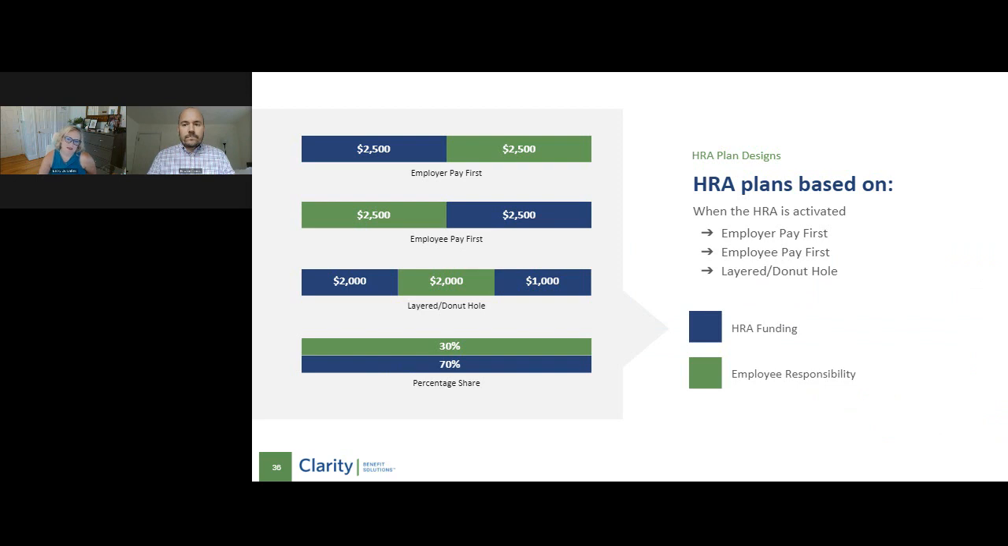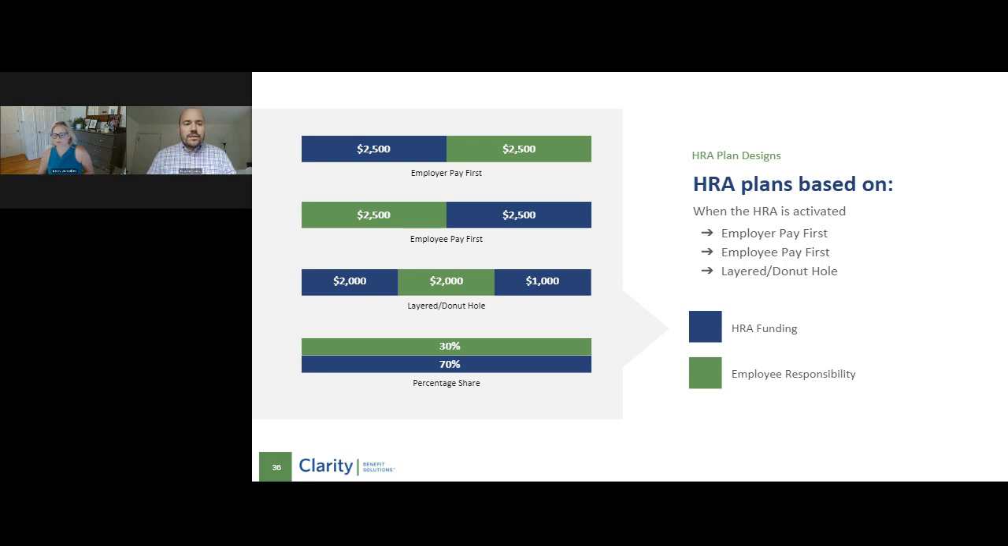The last plan design approach that we'll look at centers around when the HRA is activated. The most straightforward approach is the employer pay first. So in this approach, HRA reimbursement funds are available immediately and employees can access them until they run out. Then you can have an employee pay first model, which is essentially the same as an HRA deductible approach that we talked about earlier in that cost sharing model. The employee pays a specified amount before the HRA kicks in. Now, another variation, of course, is the donut hole model. Eddie, explain the donut hole model.